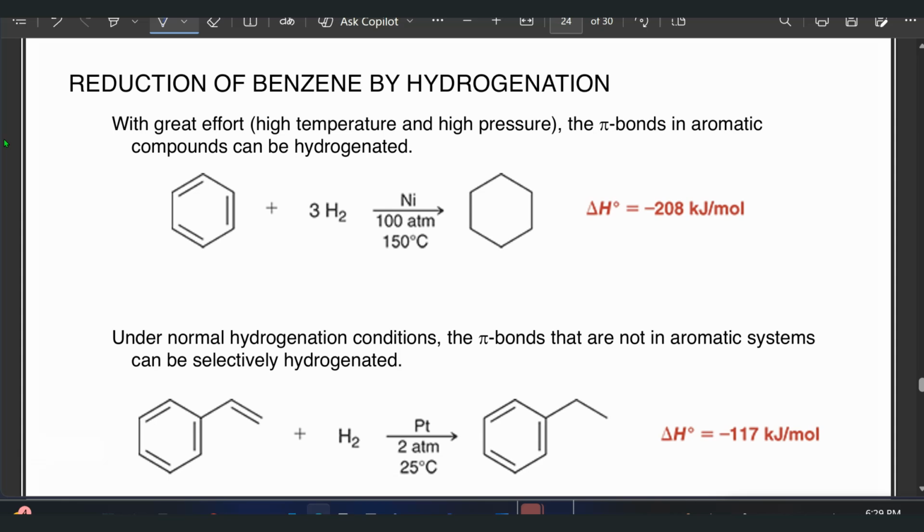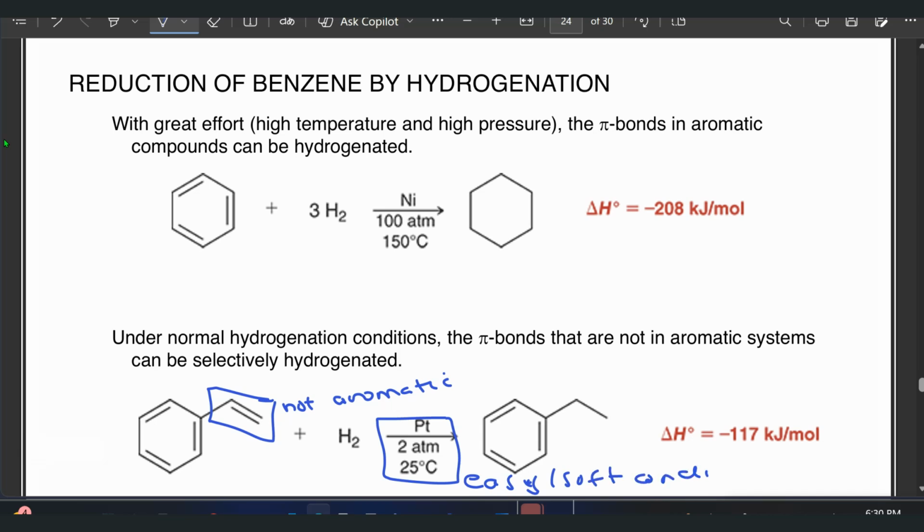So if you're just doing a regular reduction, for example down here, this is what's going to react. This double bond is not aromatic. That's going to be reduced. Look at the conditions. Easy, soft conditions. Okay. But here, if you want to reduce the one in the ring, those are all aromatic.